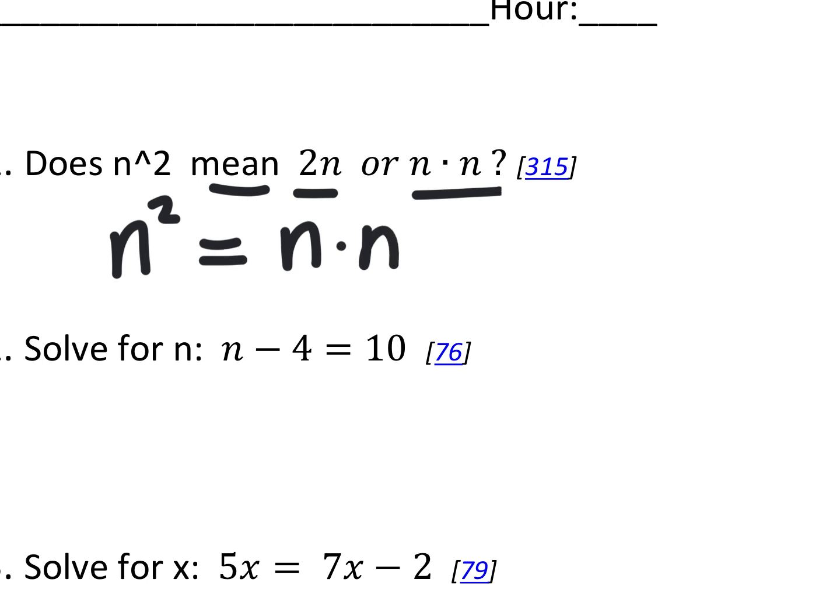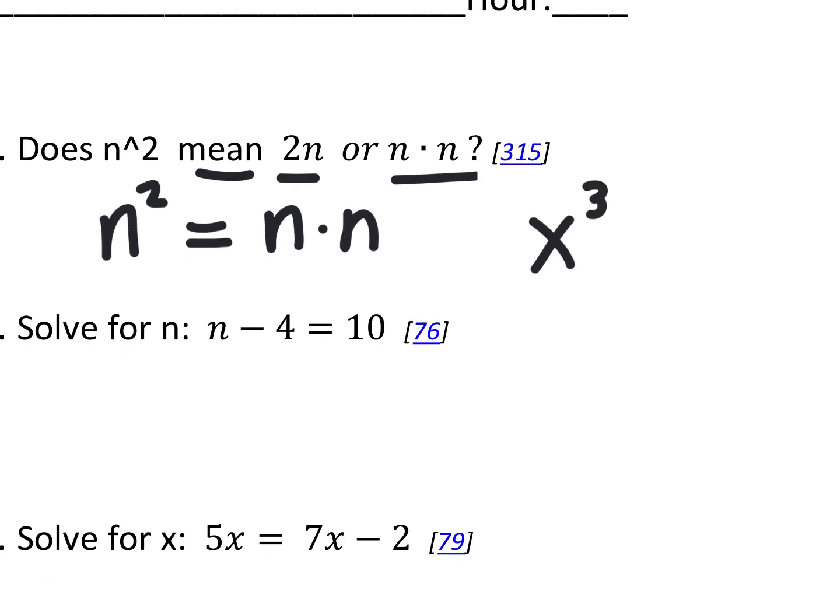So if, for example, it had been x to the third, that means x times x times x. It does not mean 3x. That'd be a completely different thing. All right, so that's an important one.